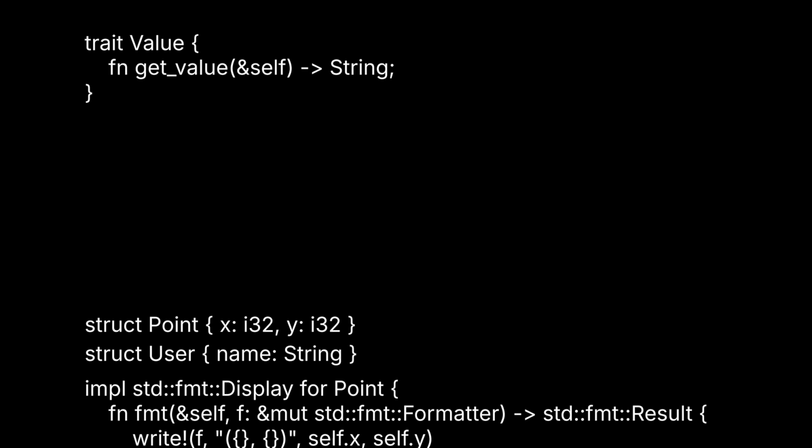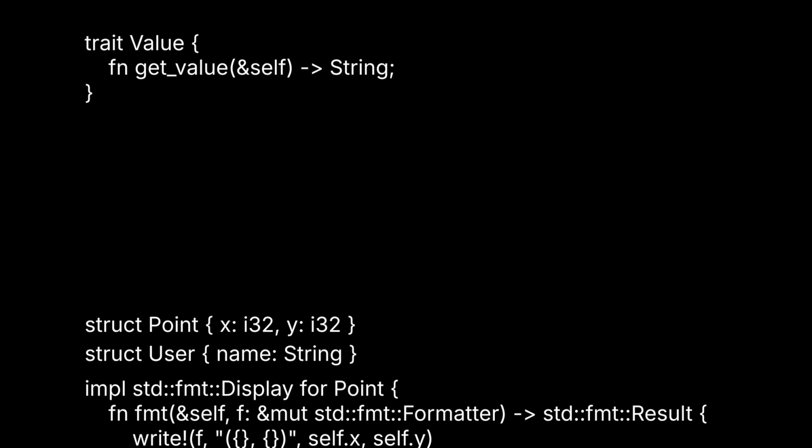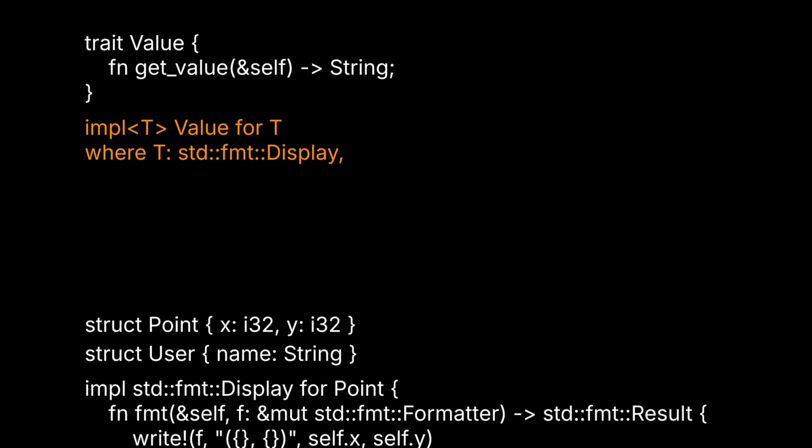We can now implement this trait manually for all the types we have. But that's a lot of code to write. Remember, we want this trait to be implemented for all the types that have already implemented the Display trait. That's the condition. So the best way is to have a blanket implementation. So we can write impl Value for T. This T is the generic type. Now the condition is where T is a type that has already implemented the Display trait. So this is how we write the condition.